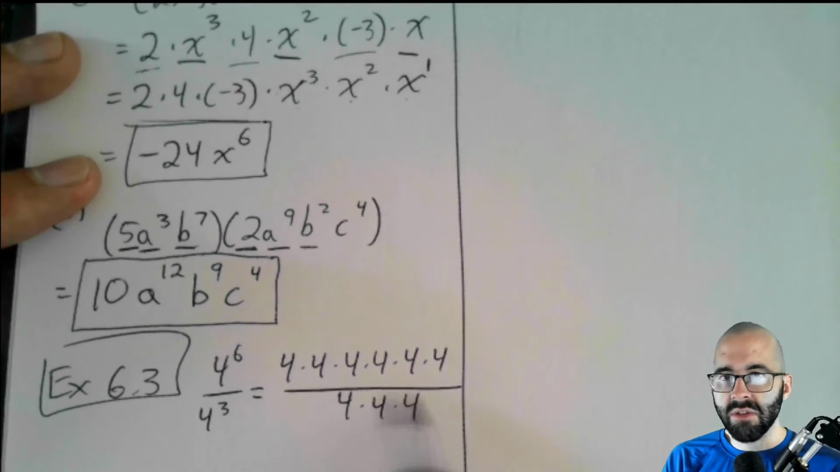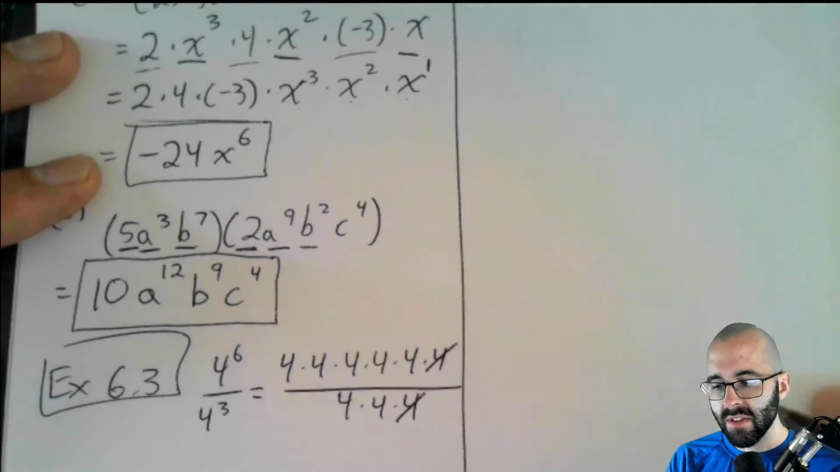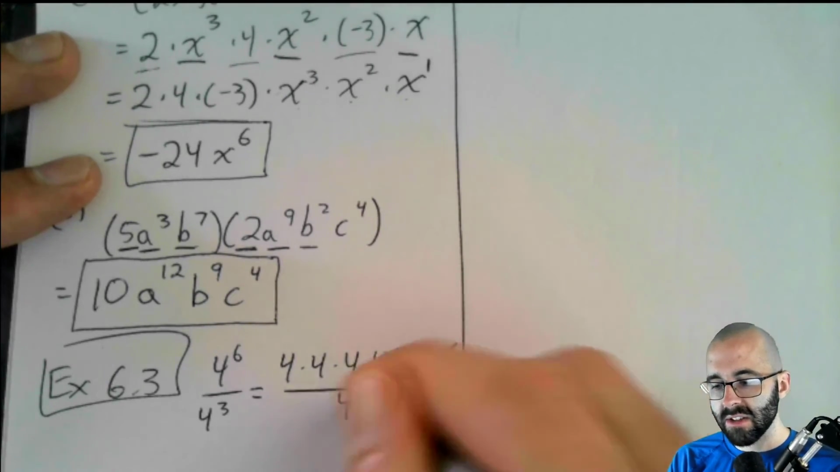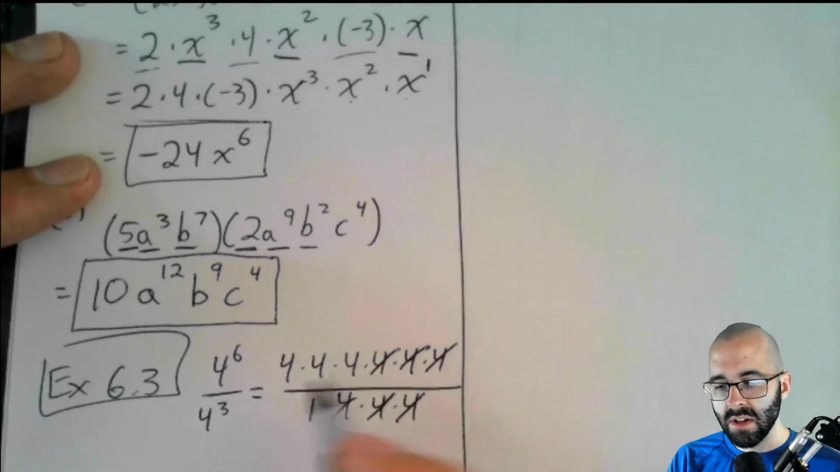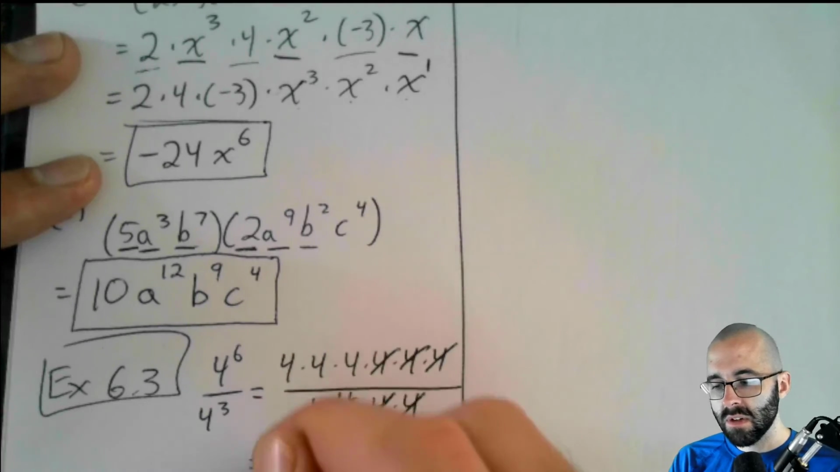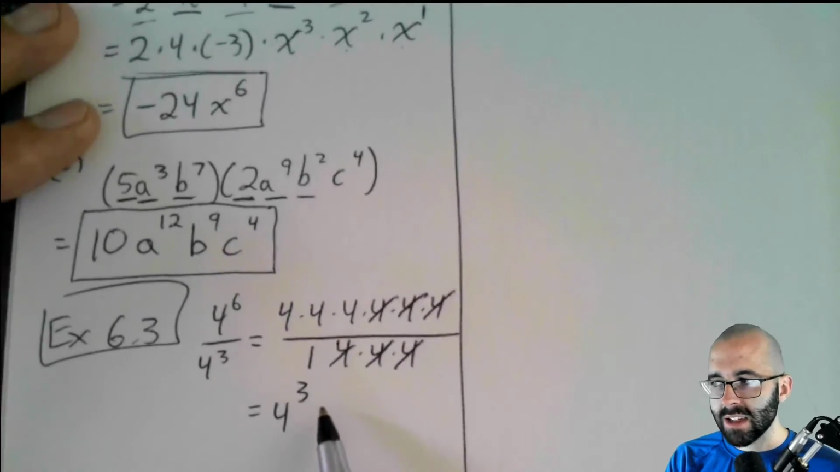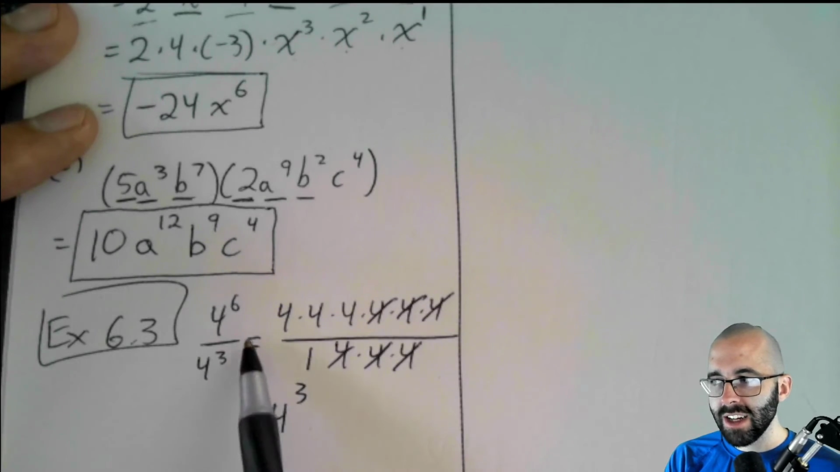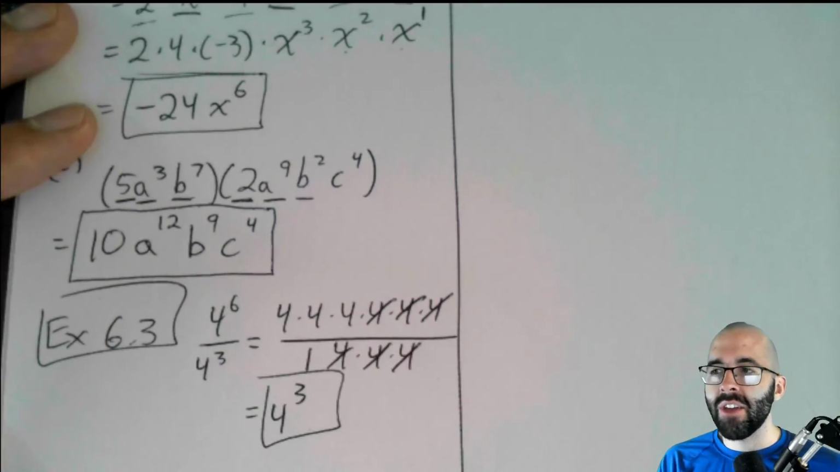Well, if I have everything factored in a fraction, I can cancel the common factors. Well, what's left? The bottom is canceled. There's only a 1 left over. The top is just 4 cubed. So if they're being multiplied, we add the exponents. If they're being divided, we subtract the exponents. And that is our quotient rule.